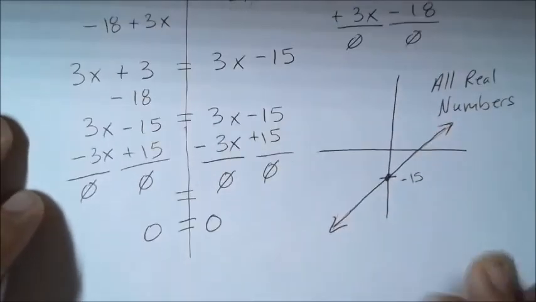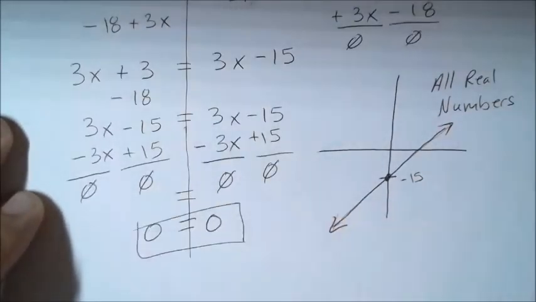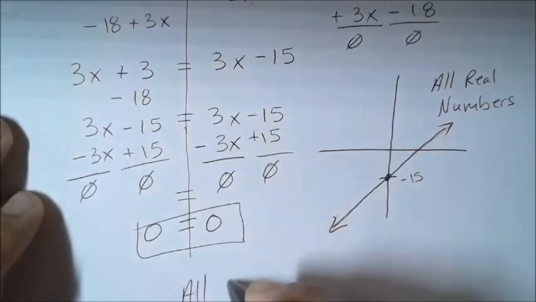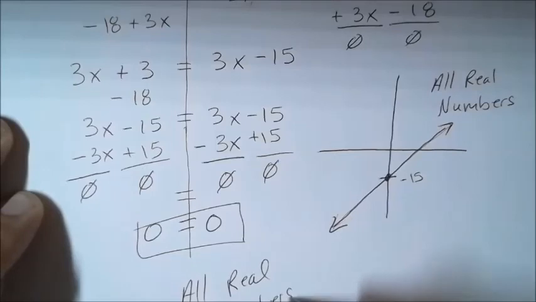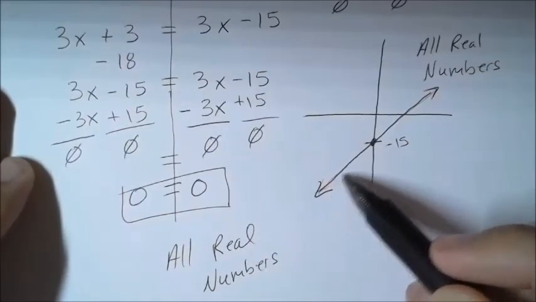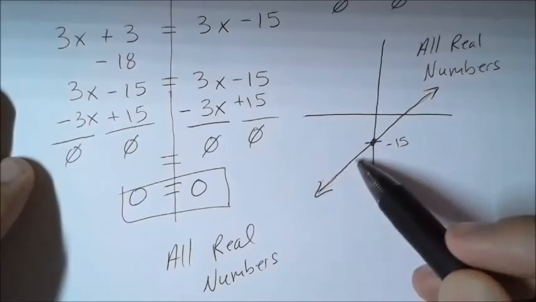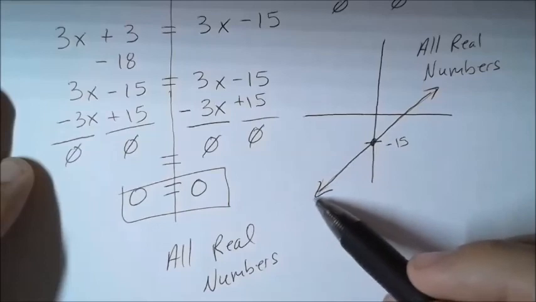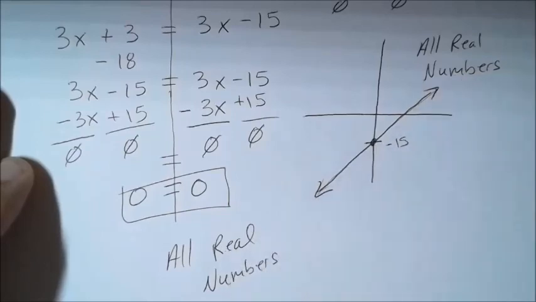And whenever we have an answer that says 0 is equal to 0, then the answer is all real numbers. And that just means it doesn't matter what number you pick, any number you pick is going to be correct, right? Because everything on this number line matches up. Our solution is infinite. It goes all the way across the line. So all real numbers will work.